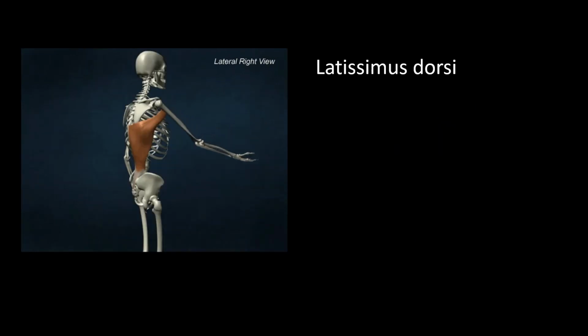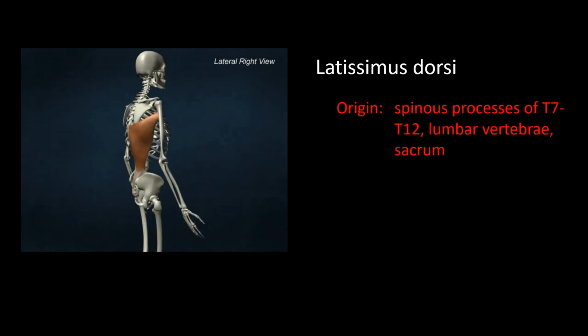This is the latissimus dorsi. It's another very large torso muscle. So it's got multiple origins and one insertion in this case. The origin of the latissimus dorsi is the spinous processes of T7 through T12, all of the lumbar vertebrae, and even down to the sacrum. The insertion is at one point, at the humerus.